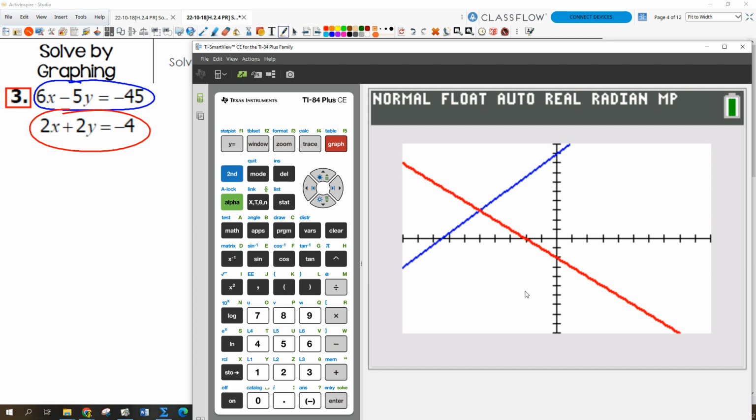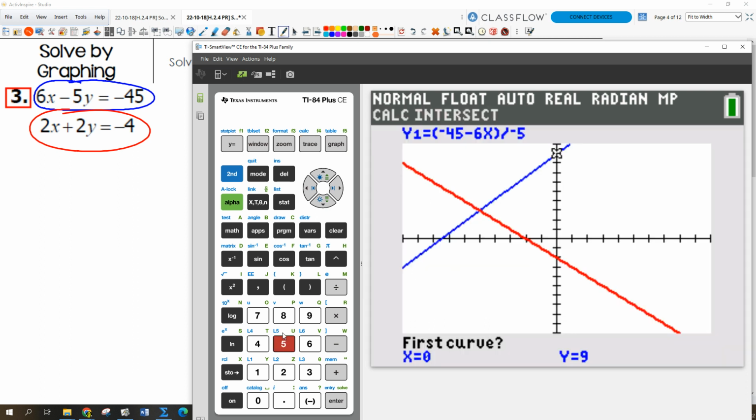How about that? No, doesn't make any difference. Yeah, amazing. So I'll go second, calc, 5, and really all you have to do if they're lines is just triple enter, because I only have 2 equations that I've graphed. So I hit enter for y1, enter for y2, and do I even need a guess? No, they're lines. It'll find the intersection without getting close to it, okay? So you can go second, calc, 5, triple enter, and there's your intersection.